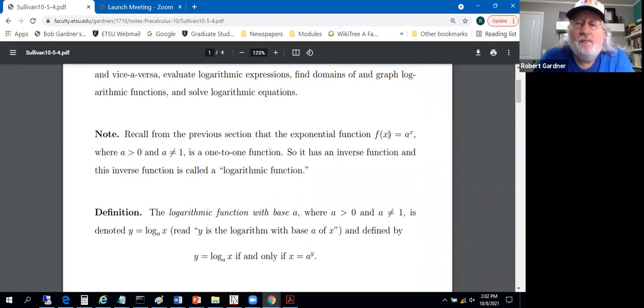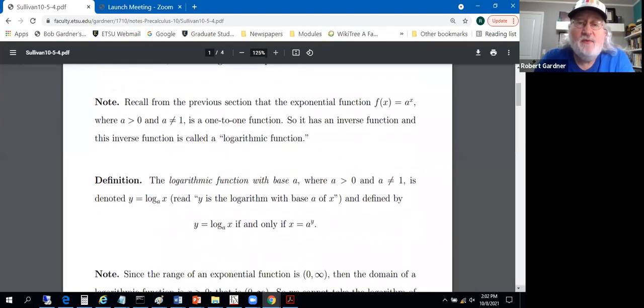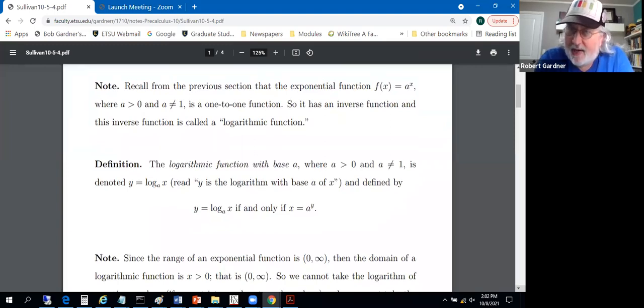Now, we know that f of x equals a to the x, where a is positive and not 1. This is a one-to-one function. If it's a one-to-one function, then it's got an inverse function, and that inverse function is called a logarithmic function. So the whole idea of a logarithmic function is that it comes to us as an inverse of an exponential function.